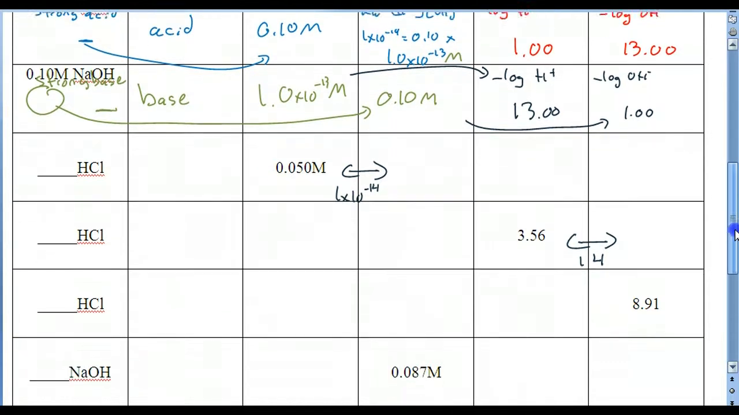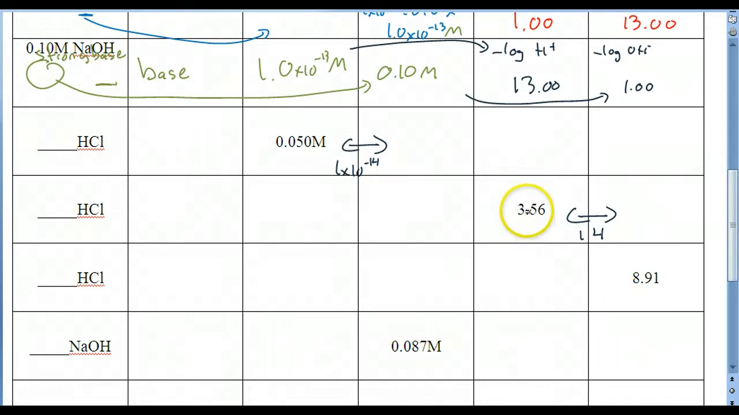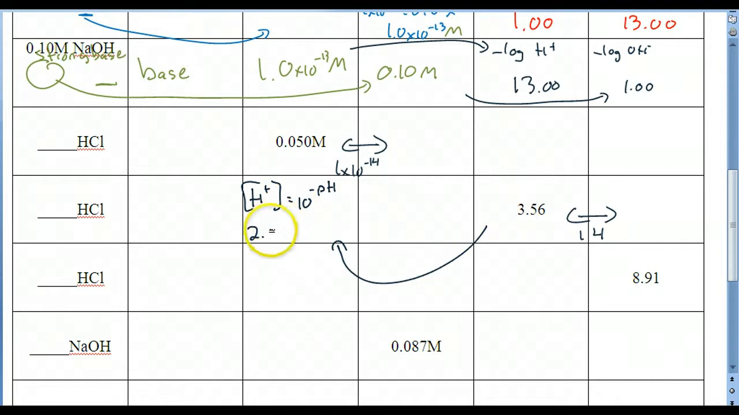I want to do one of those with you. The 3.56 will get me the H plus. So H plus equals the anti-log, or 10 raised to the negative pH power. So you get used to being able to input that into your calculator. You end up with, we're looking for 2 sig figs, because only the 3 is not significant, the 5, 6 is. So we end up with 2.8 times 10 to the negative 4th molarity. So that's the anti-log of that.